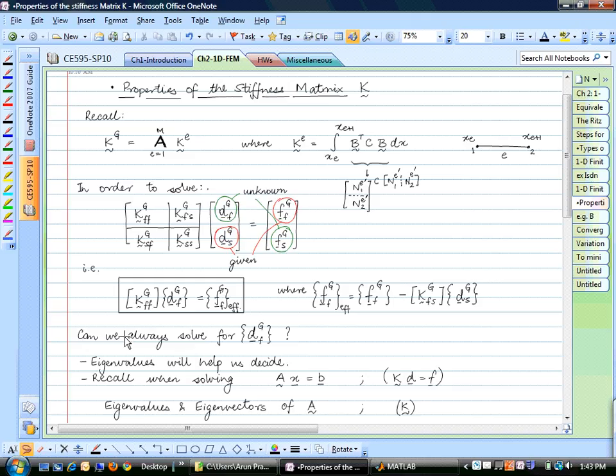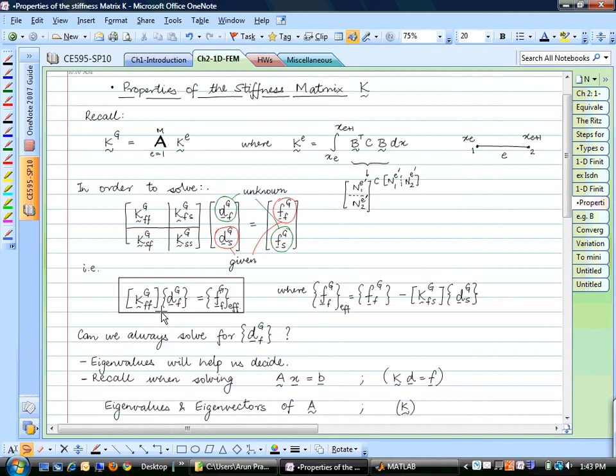Yes, if the stiffness matrix is singular, then we cannot find its inverse, which also means that the determinant of that matrix would be 0, which also means that at least one of the eigenvalues would be 0. Okay, so one way of trying to find out whether this system of equations can be solved is by using the concepts of eigenvalues and eigenvectors.